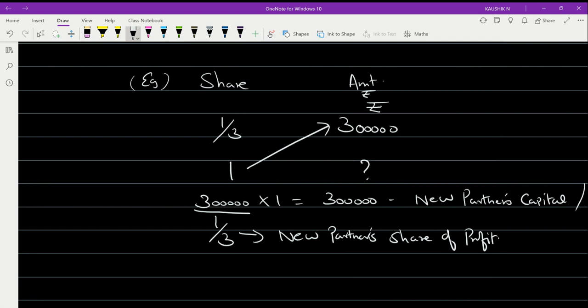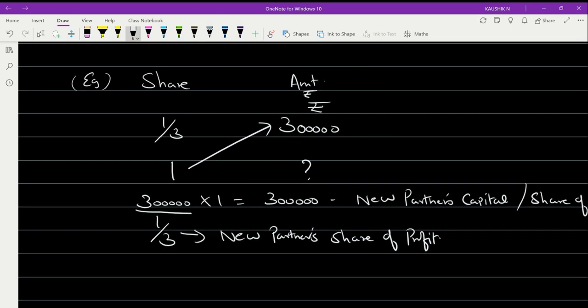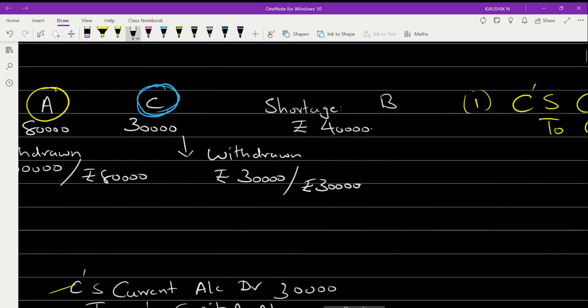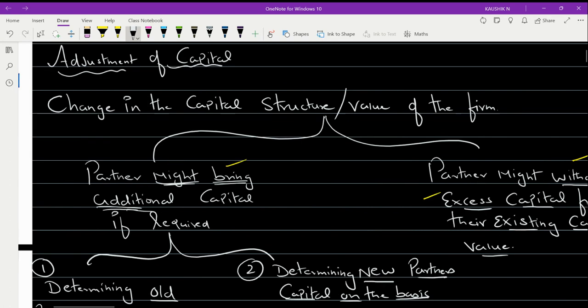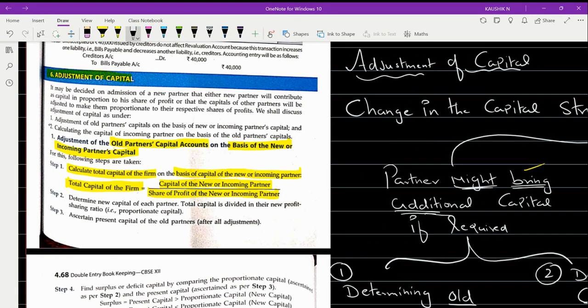So now you can just see what is the numerator: new partner's capital, divided by new partner's share of profits. That means the capital of the new or incoming partner divided by the share of profit of the new or incoming partner. So you need not mug up the formula. That is why I first made you understand the calculation. How do you calculate it? Once you know what is the numerator and what is the denominator, just express what this value denotes. That will bring the formula.